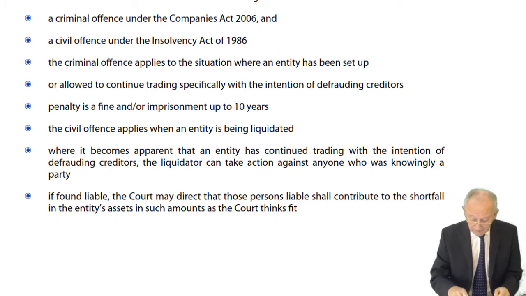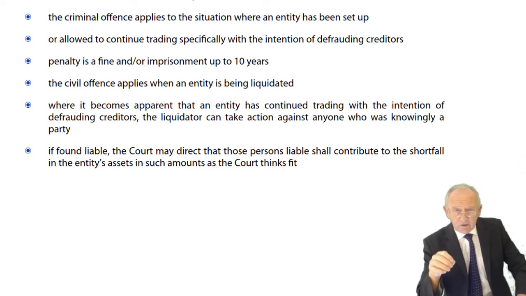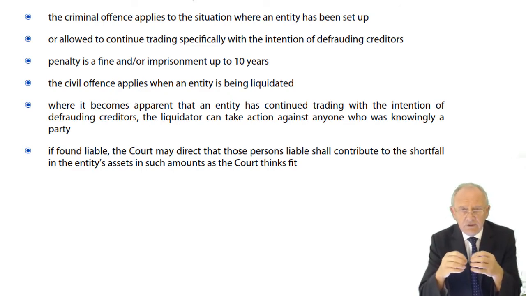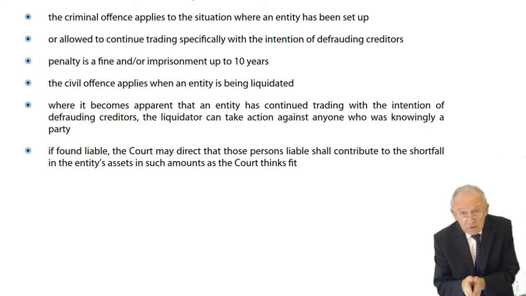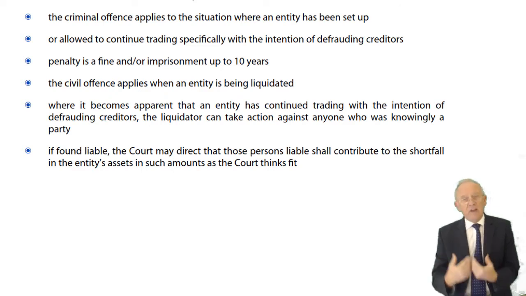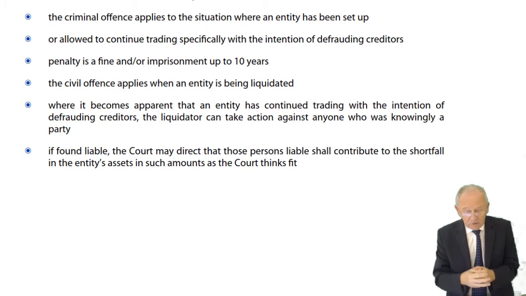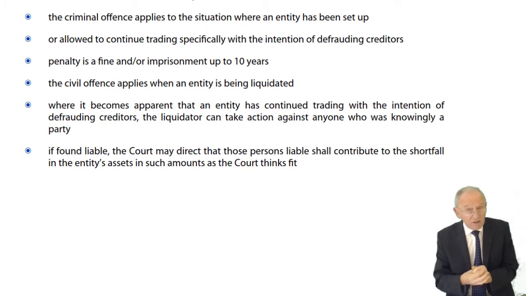A criminal offence applies in two situations: where an entity has been set up specifically to defraud creditors, or, the second one, where it is being allowed to continue specifically to defraud creditors. So fraudulent trading is with the intention of defrauding creditors. So that's the criminal offence. And the penalty here is a fine or imprisonment up to 10 years.